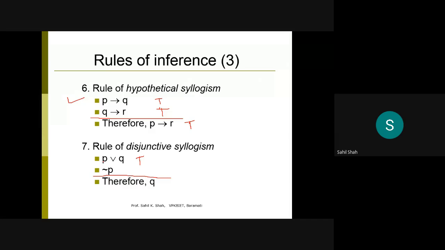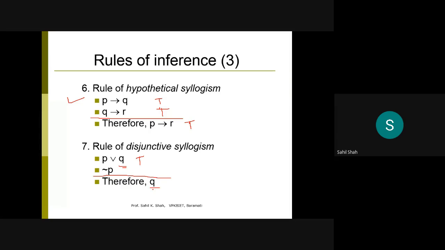In order to have P or Q as true, I need to have either P as T, Q as T, or both as T. It is further given that P is false. P is false is given, negation of P. Then Q has to be true.